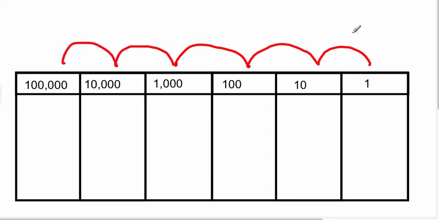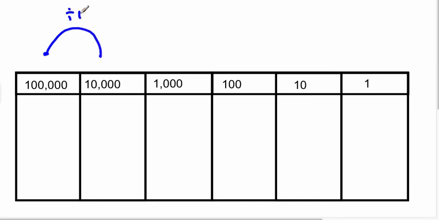So 1 times 10 is 10. 10 times 10 is 100. 100 times 10 is 1,000, and 1,000 times 10 is 10,000. You get the pattern. What's the opposite of multiplying? That's dividing. So what would happen if we started over here and we say, what's 100,000 divided by 10?